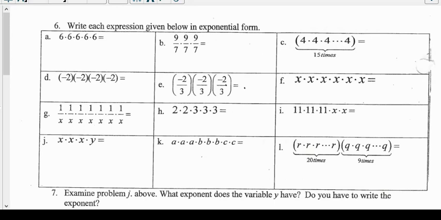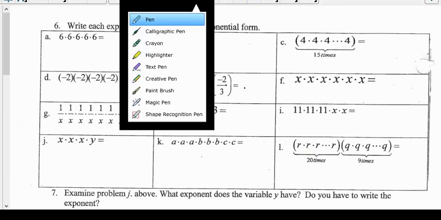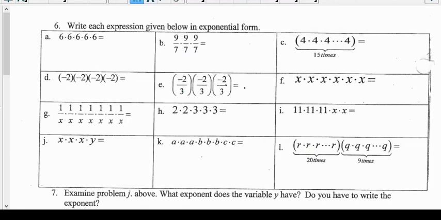But if we write each expression in exponential form, well, what form is it given to us in? This is expanded. So what are we multiplying? 6, that becomes the base. This is our base. How many factors are there? 1, 2, 3, 4, 5. That's the exponent. And they asked us to do exponential form. They're not asking me to give that as a value, like actually do that math.